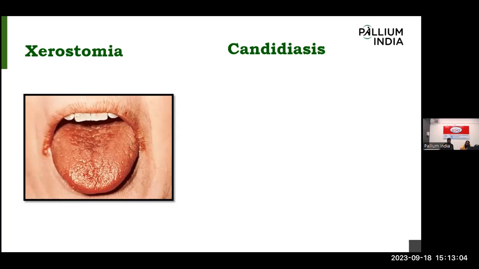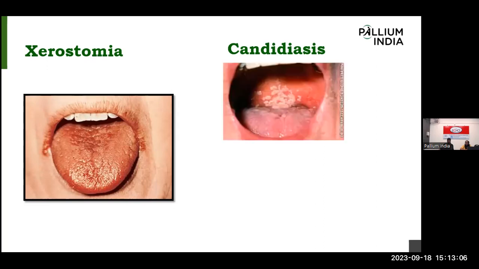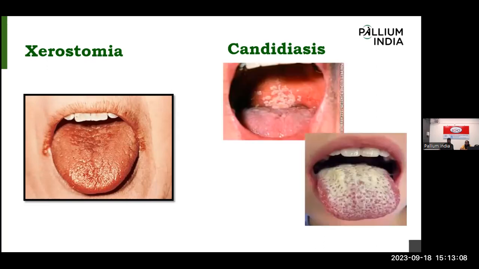And the second thing is candidiasis. Sometimes you can see a picture like this; candidiasis looks like this. Sometimes it could extend to the esophagus too. At that time the patients might be complaining of difficulty in swallowing. So if the patient is complaining of difficulty in swallowing, you have to check whether the patient has any oral thrush or not.